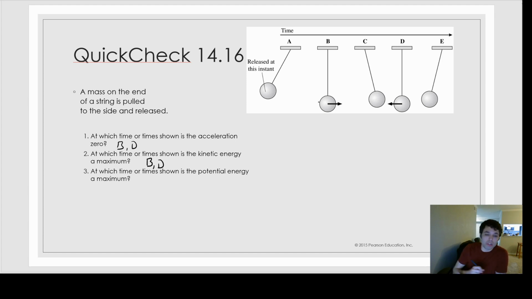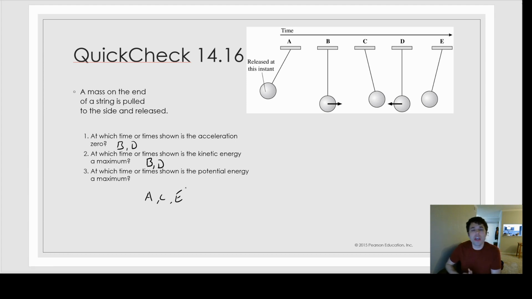All right, last one, part number 3 there. At which time or times shown is the potential energy at a maximum? Well, it should be obvious. If the kinetic energy is at a maximum at B and D, then the potential energy will be at a maximum at the other positions, A, C, and E. They're at the highest points, so they have the most height from the equilibrium position, vertical distance, and so they're going to have the most potential energy at those spots. All right, hope that makes sense.